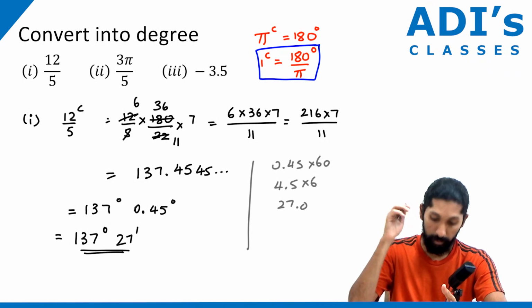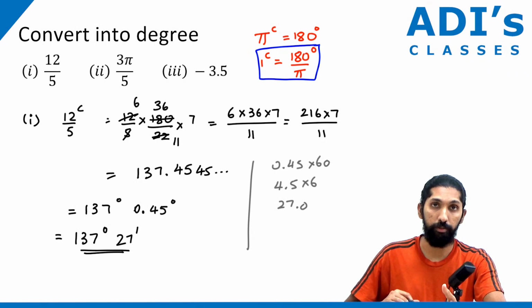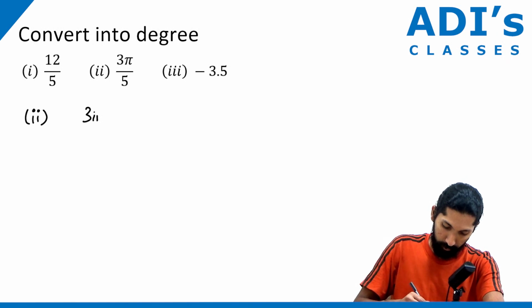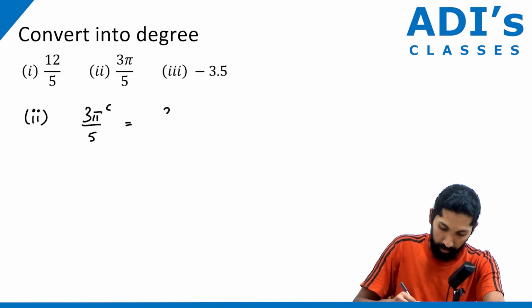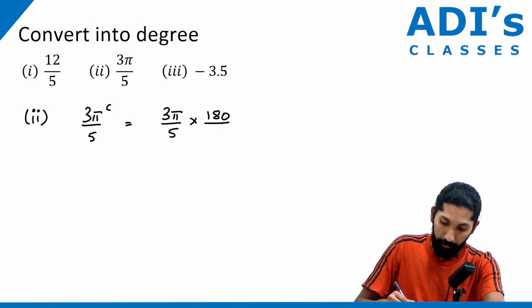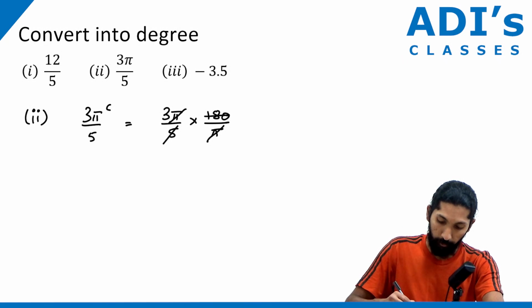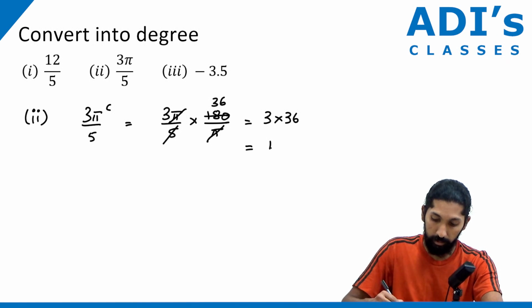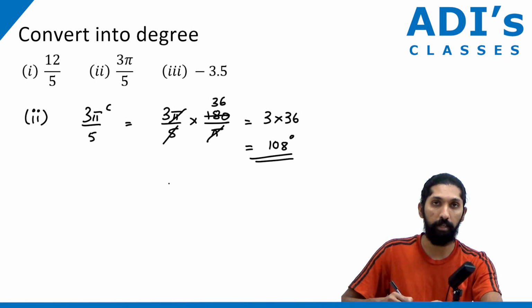Fair enough? Now let's do the second question. For the second one, you have 3 pi by 5 radian. So this we can write as 3 pi by 5 into 180 divided by pi. Pi and pi cancel out. Very easy. 5 into 36 times. So 3 into 36 will give you 108 degree. So the answer for the second one is 108 degree.